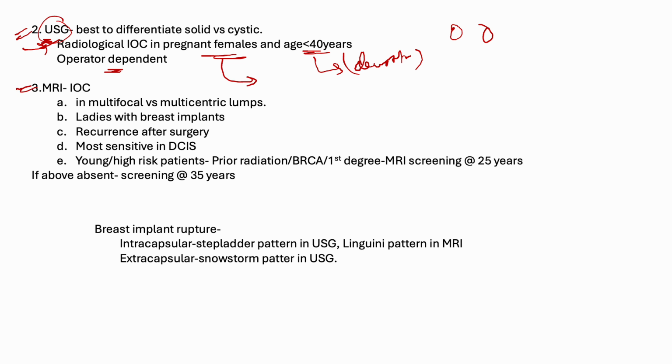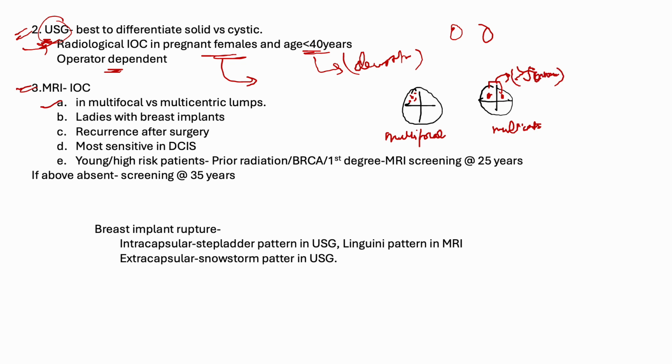MRI is the investigation of choice in multifocal versus multicentric lumps. What are multifocal versus multicentric lumps? Suppose this is the breast having 4 quadrants. A multifocal lump will have 2-3 foci, mostly in the same quadrant of the breast. Versus the multicentric, it will have one here, one here. The distance between these two will be more than 5 centimeters.